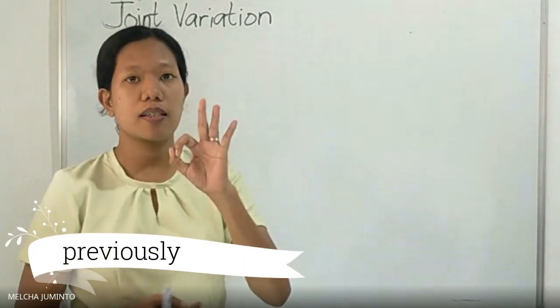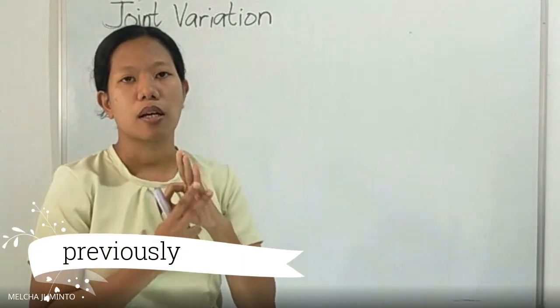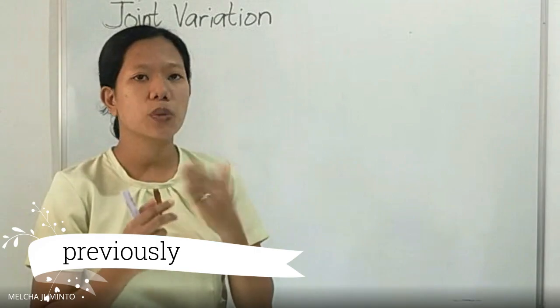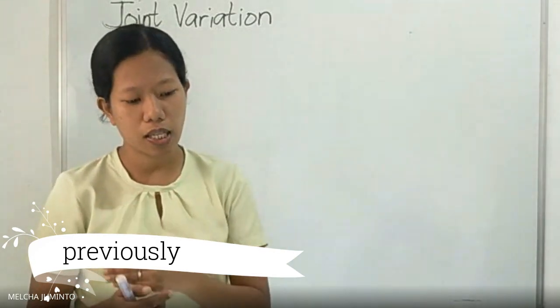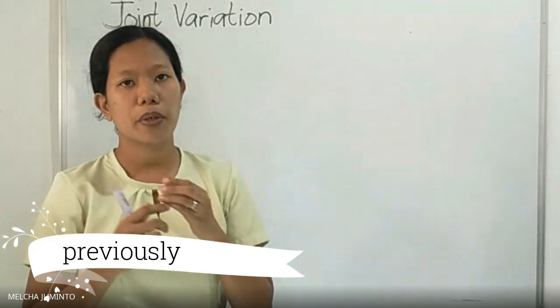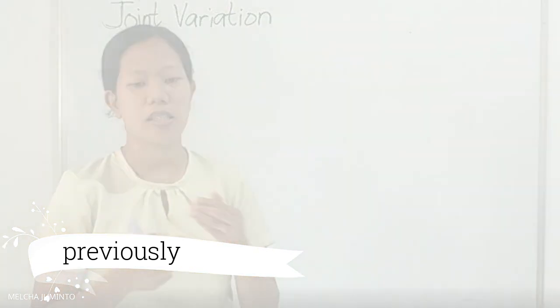There are three involved variables. For example, we have x, y, z. X varies jointly. Okay, we have now the word jointly as y and z.